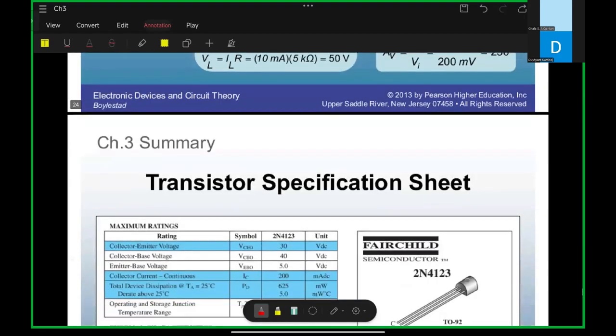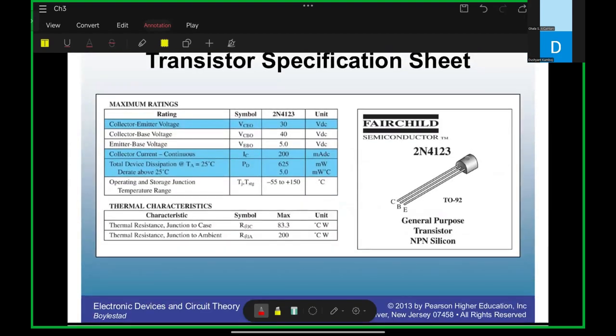So this transistor can handle that much power. This PD maximum is given here, that is 625 milliwatt. That is the maximum power at which this transistor can be operated, 625 milliwatt. Understood or not? Yes.